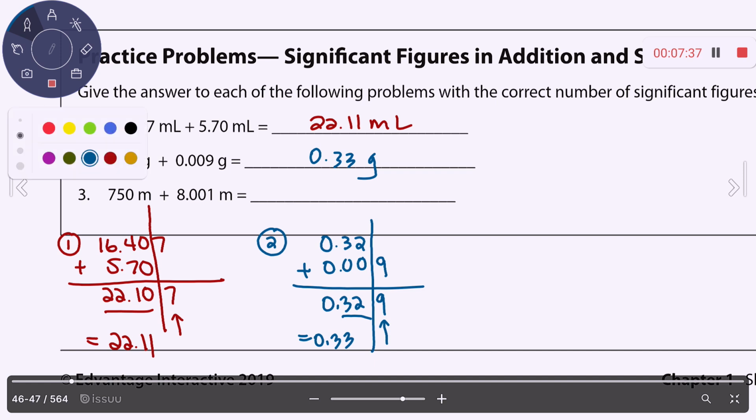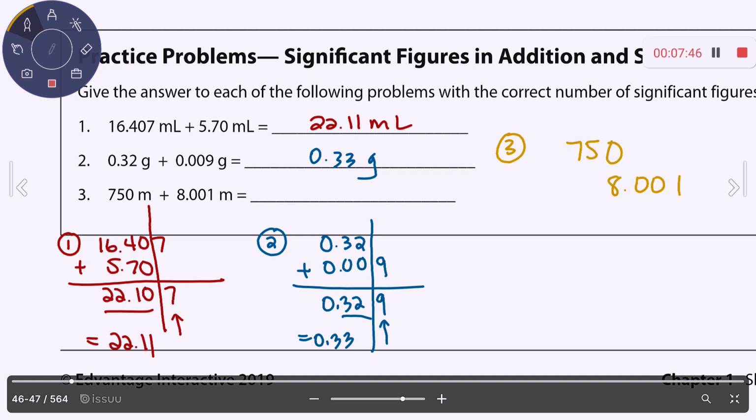Okay, number 3. Last one. This one's a little bit trickier. I have 750 plus 8.001. Technically, 750 is only significant up to the 5 because I don't have a decimal written. Does that make sense? So technically, you would be drawing your line here. Okay, so 758.001, I would underline the 7 and the 5 because that's the significant digits that I'm allowed to have in my answer. But since after the line is an 8, the 5 will round up to a 6.